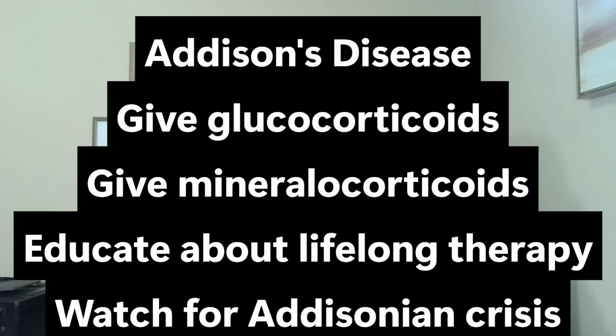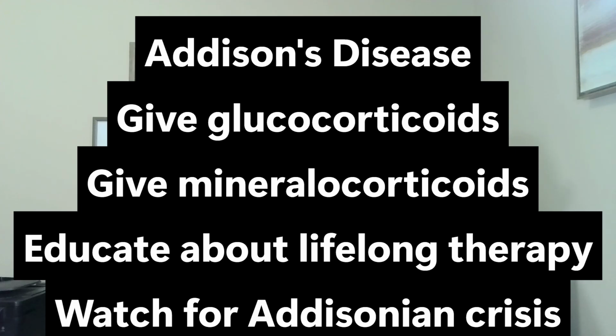So for Addison's disease, remember, give glucocorticoids like hydrocortisone and prednisone. We're going to give mineral corticoids like fludrocortisone for aldosterone replacement. We're going to educate that this is lifelong. This is a lifelong therapy.